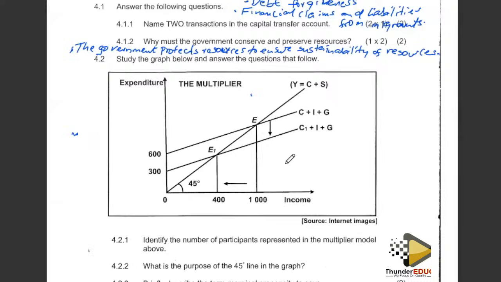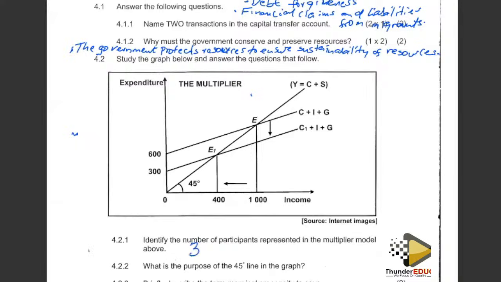Okay, right. So now let's check 4.2.1. It reads as follows: identify the number of participants represented in the multiplier model above. Remember, grade 12, whenever the question says identify, the expectation is just to go to the given scenario, diagram, or cartoon and pick the answer from there. There's no need to think. That is why I encourage grade 12s to always pay attention to action verbs, because they give you a lead on how best to approach a question. So how many participants are there? There are 3.